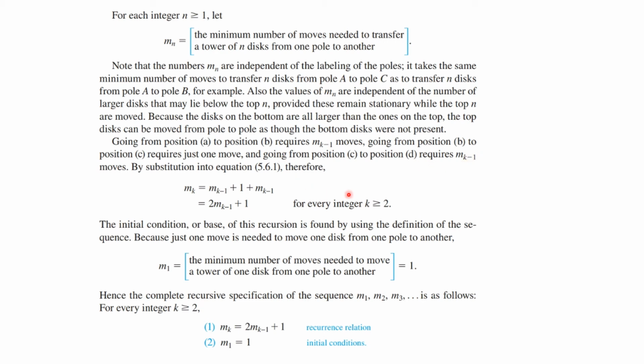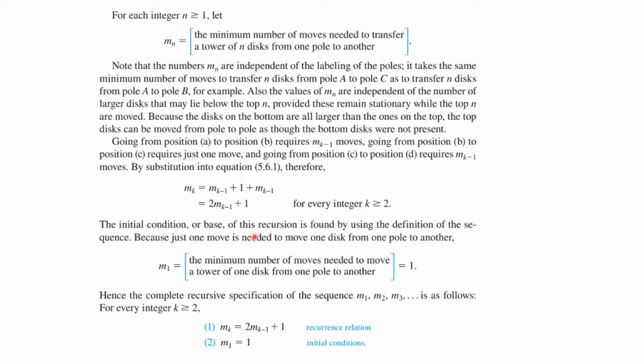Going from position A to B requires m_(k-1) moves. So this is from A to B, and going to C just requires one more move, but then going from position C to position D requires m_(k-1) again. So you see m_k is equal to m_(k-1) plus 1 plus m_(k-1), so this is 2 m_(k-1) plus 1, for every integer k greater than or equal to 2.